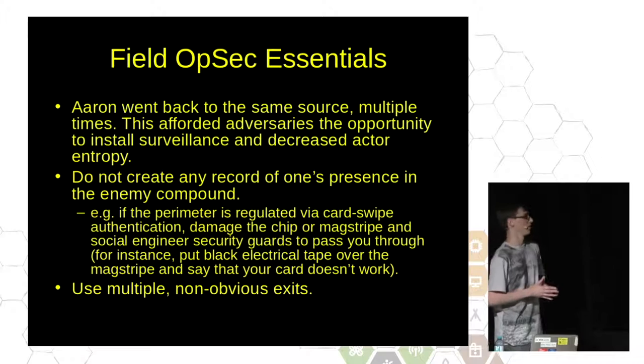Another particular item to keep in mind is do not create any record of your existence. If the particular facility that you're accessing requires swipe through or smart card access, you could try to social engineer access into the facility by, for instance, taping black electrical tape over the mag stripe and then complaining to a security guard that your card just doesn't seem to work, and they will more often than not just swipe you in.